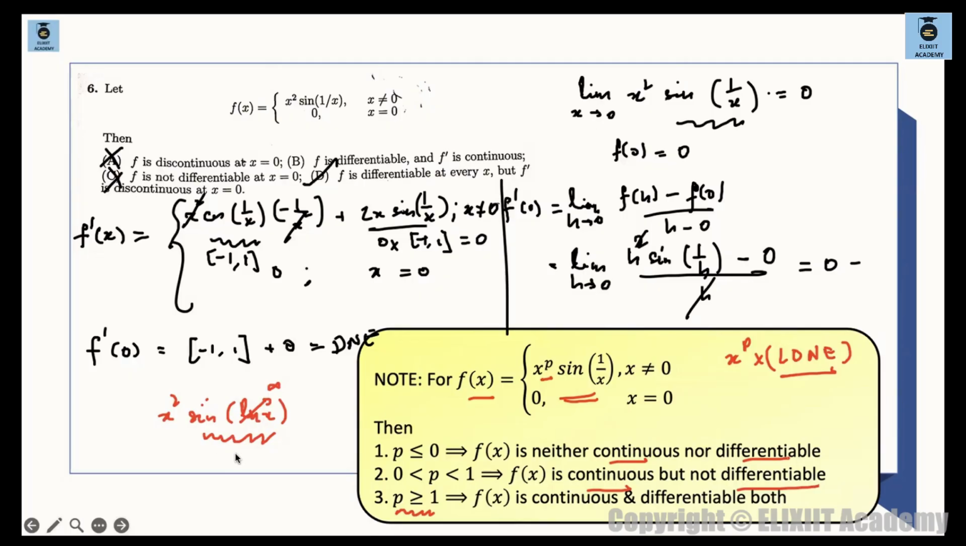तो x to the power of p multiplied by some function whose limit does not exist. तो कल को cos भी डाल दे, suppose x square into cos 1 by x. Then also this thing will hold. ठीक है? Any function x to the power of p into limit does not exist, this short trick will hold.